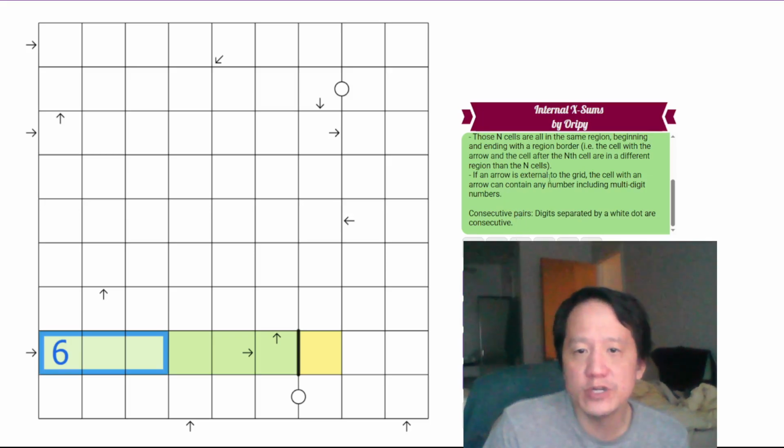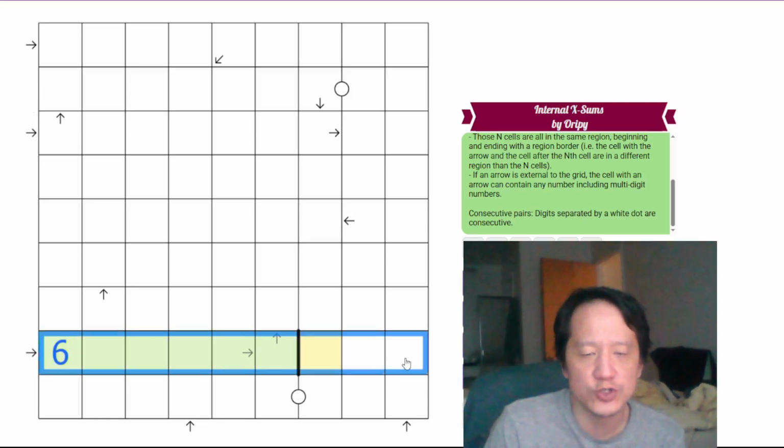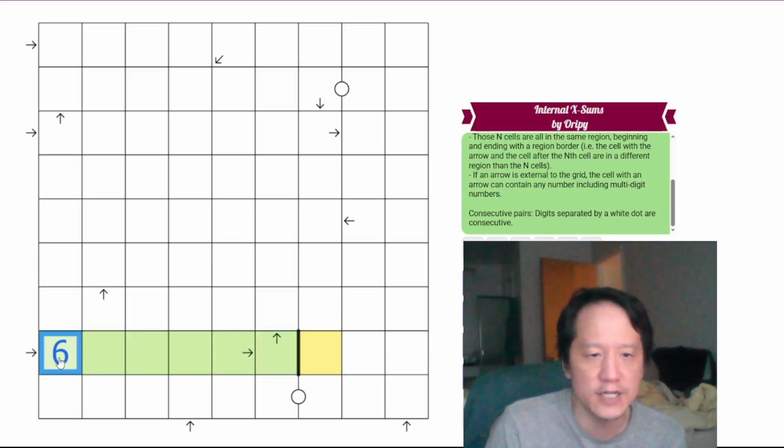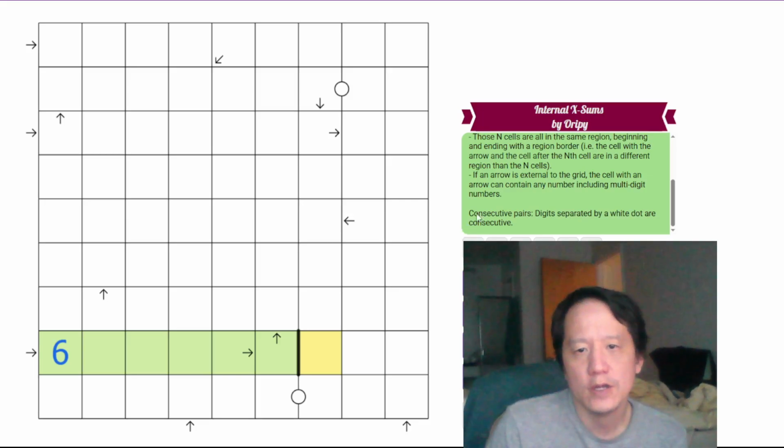If an arrow is external to the grid, the cell with an arrow can contain any number, including a multi-digit number. Yeah, so that's what I was saying. This doesn't have to be, since the restrictions of 1 through 9 are inside the grid, this can be any number here. We also have consecutive pairs, where digits separated by a white dot are consecutive.